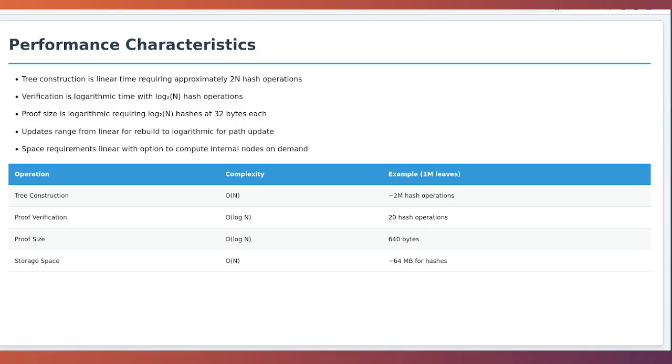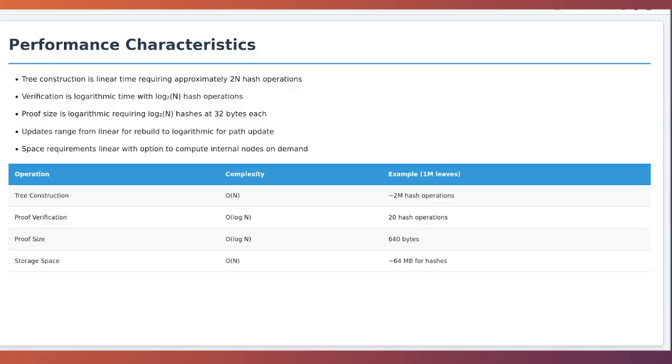Update cost depends on the implementation. For an append-only structure like blockchain, adding new data means constructing a new tree, which is big O of n. However, for updatable structures like Merkle-Patricia trees, you can update just the path from the changed leaf to the root, which is big O of log n. This makes them suitable for frequently changing datasets.